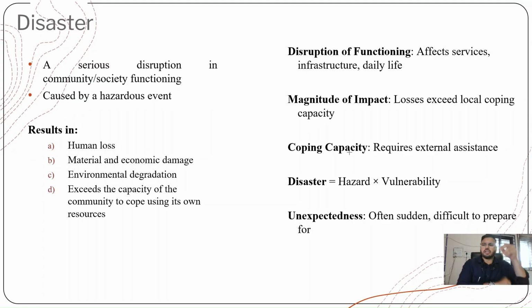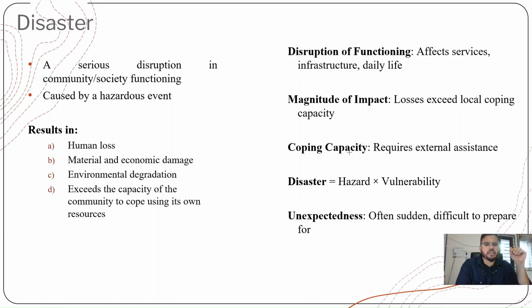First and foremost, we will understand what a disaster is. A disaster is a serious disruption in the functioning of a community or a society which is caused by a hazardous event. So any hazardous event which causes disruption in a society is called a disaster. Now what are the outcomes of a disaster? First and foremost, human life loss, material and economic damage, environmental degradation, and it exceeds the capacity of the community to cope using its own resources. This means collective efforts are required to cope with a disaster.